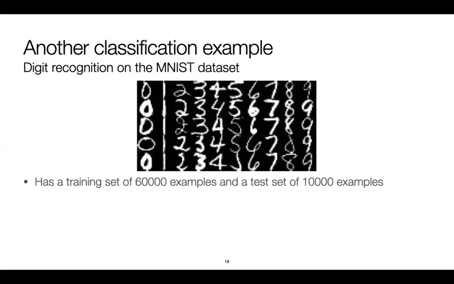So MNIST in particular has what we call a training set of 60,000 examples. This is the data that's provided to us in order to try to learn or fit our model. And then a separate test set of 10,000 examples. We'll talk about the distinction between training and test in more detail, but the basic idea is you use your training set to fit your model, to learn your model, and then you use your test set to evaluate how good the model that I fit or learned is.